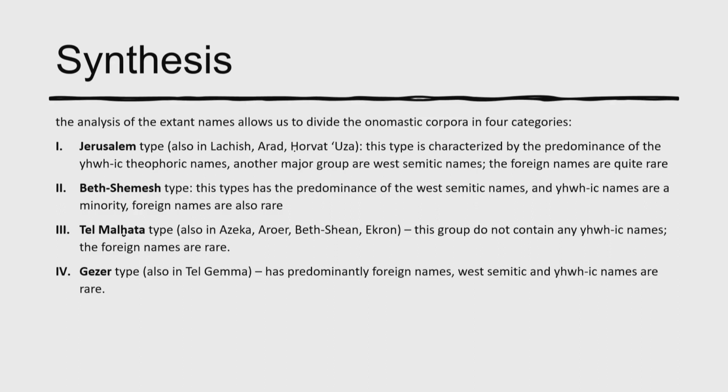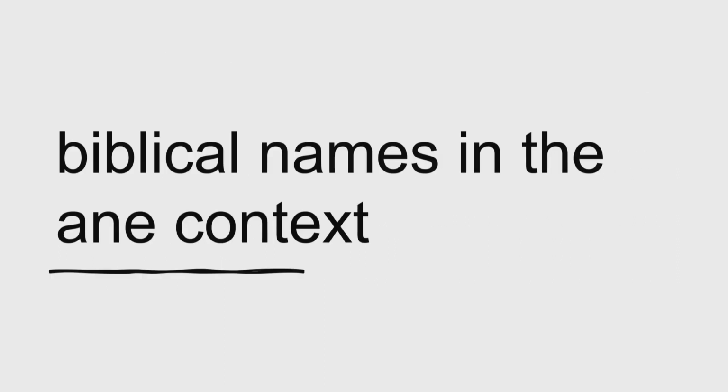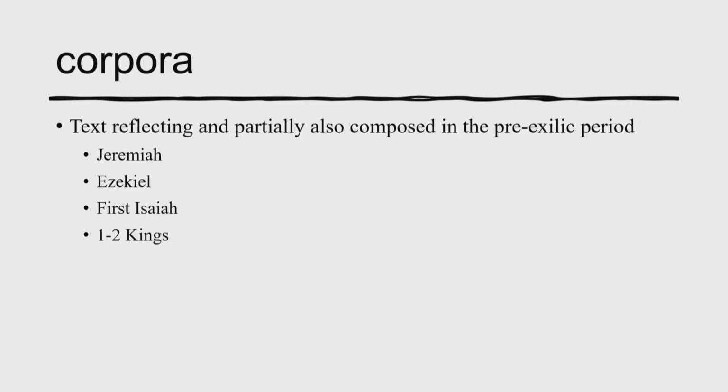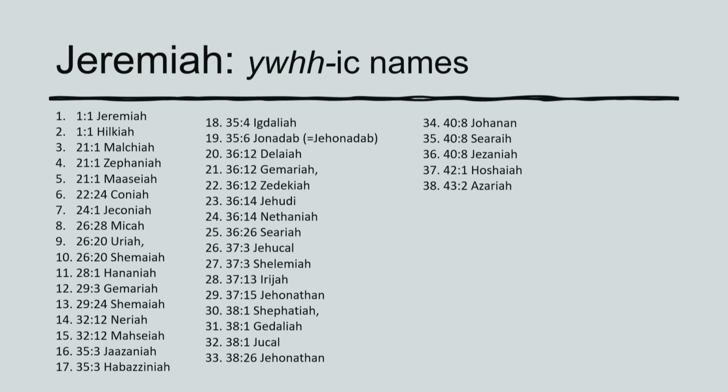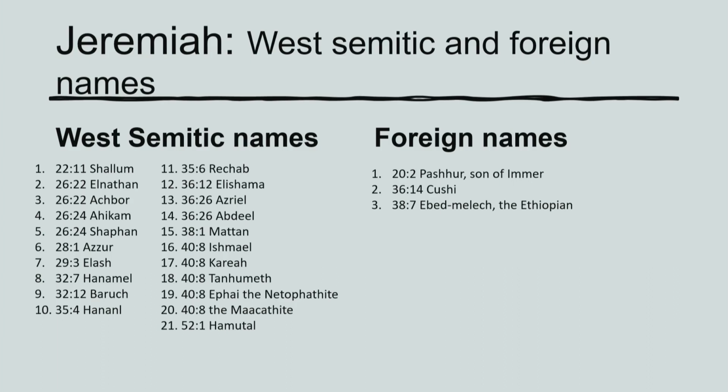Now, what does this mean for biblical studies? What can we say about it? Well, biblical names in the ancient Near Eastern context. I went through all these four corpora: Jeremiah, Ezekiel, First Isaiah, and 1st and 2nd Kings. I analyzed all the proper names there. Look at Jeremiah. You have 38 Yahwistic names, and these are only the types of names; some of those names appear 2 or 3 times and can be attributed to different people, so you can multiply it. If you look at the West Semitic names, there are only 20 of them. Foreign names are only 3. I think it's very clear that it's very similar to the so-called Jerusalem pattern.